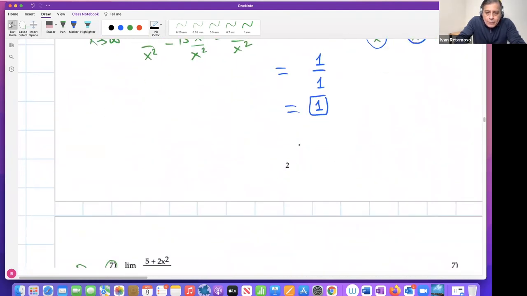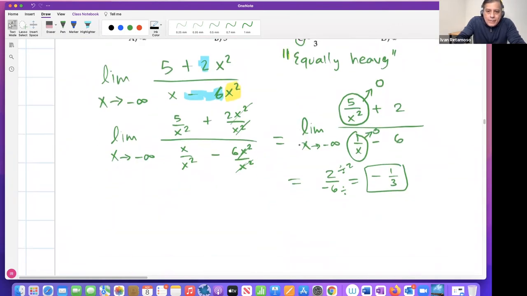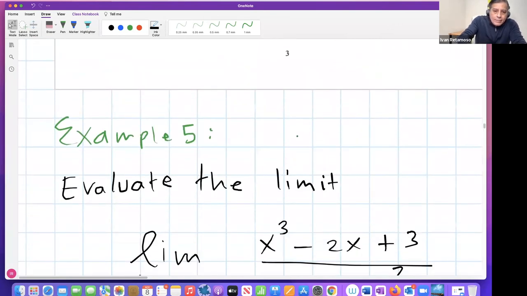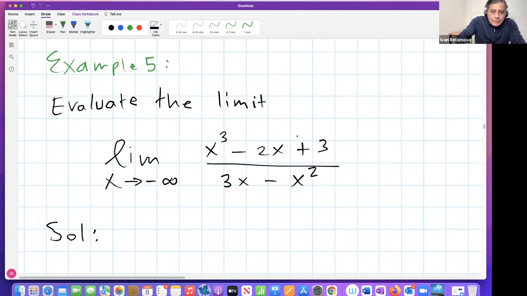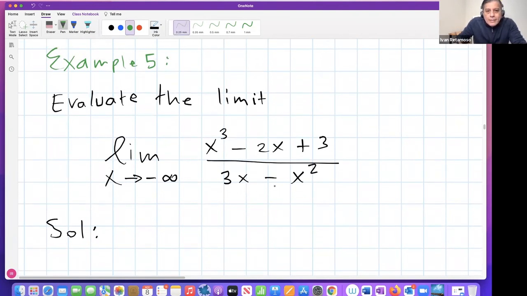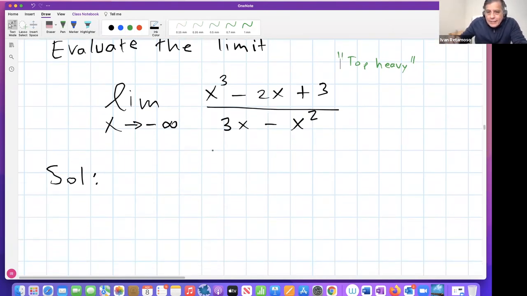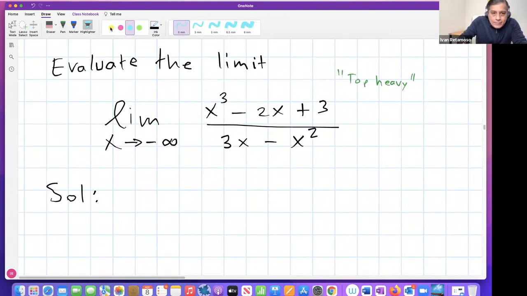But you may say, Professor, what if this is top heavy, meaning the dominant degree is in the numerator of the rational function? For that, I have to explain something. Let me give you an example first, and then we'll go back to the worksheet. Suppose they give you a top-heavy rational function such as this: cubic on the top, quadratic on the bottom, because the dominant degree is on the top. What to do? If you apply our technique, which always works, it says look for the greatest power on the denominator. It's clearly x squared.